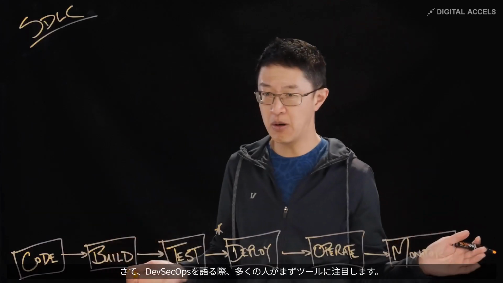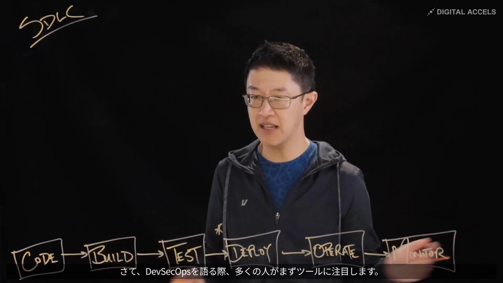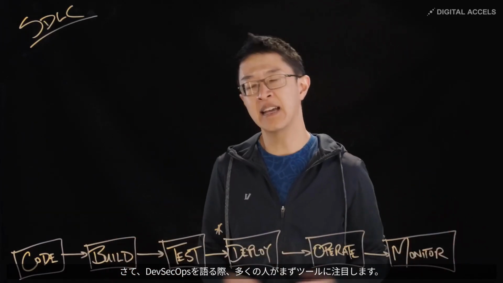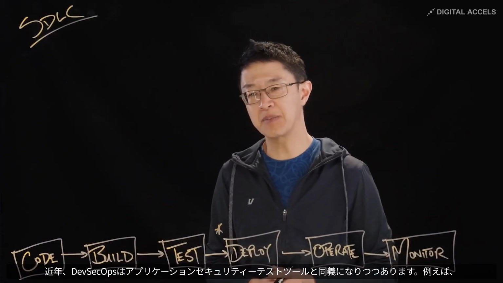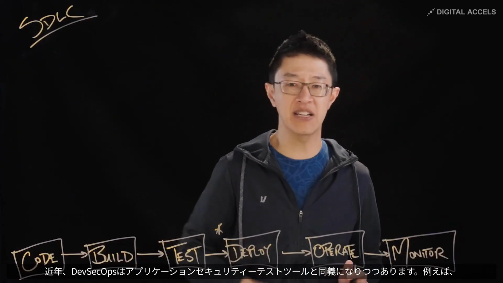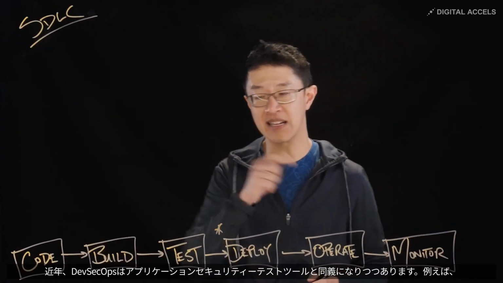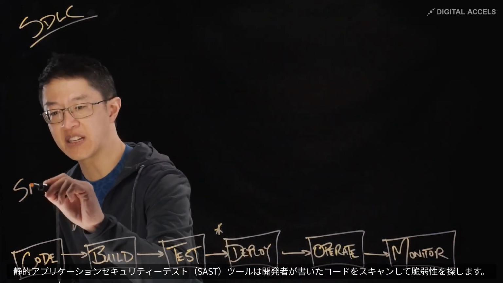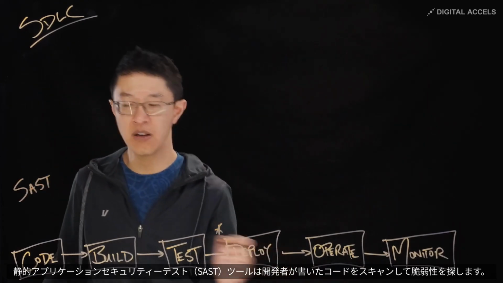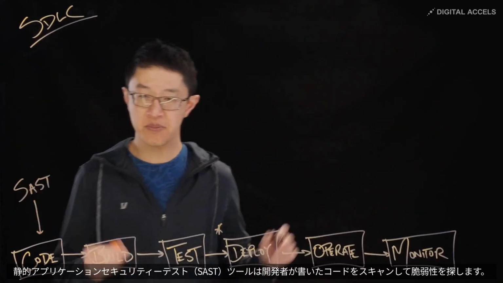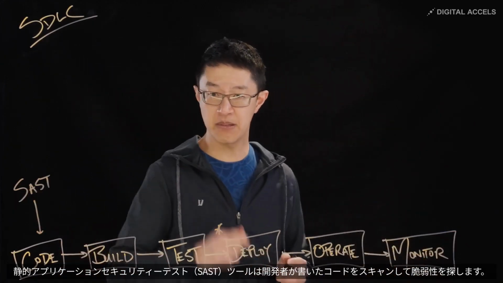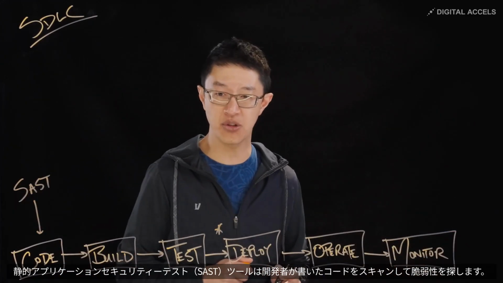Now, when most people start talking about DevSecOps, they start talking about tools. In recent years, DevSecOps has become synonymous with application security testing tools, things like static application security testing, or SAST. SAST tools scan your code and look for vulnerabilities in the code your developers write.